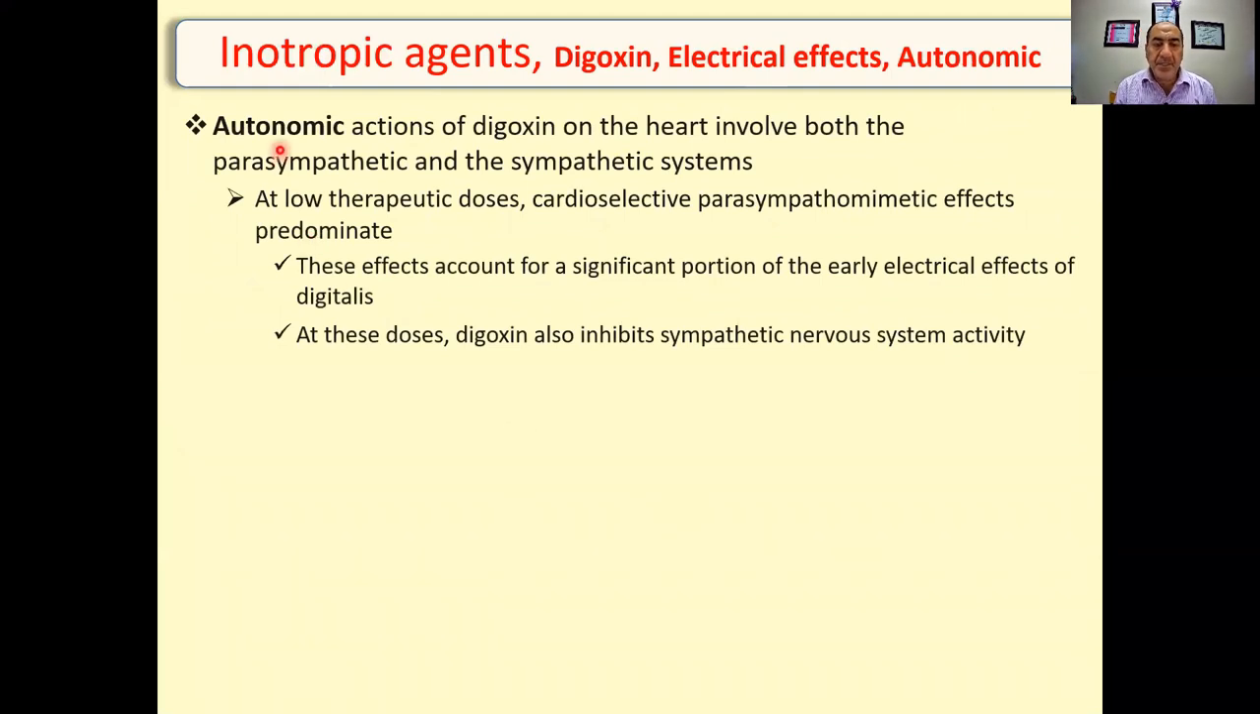Okay, autonomic actions of digoxin on the heart. It's parasympathomimetic at low therapeutic dose, but sympathomimetic in high toxic dose. So this parasympathomimetic effect is responsible for the electrical effects we talked about. Digoxin also inhibits the sympathetic nervous system activity. So at low dose, the parasympathetic system will be predominant, sympathetic system will be inhibited, which is good at low dose.